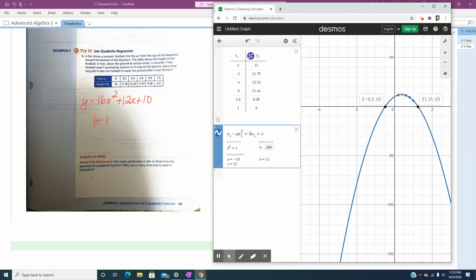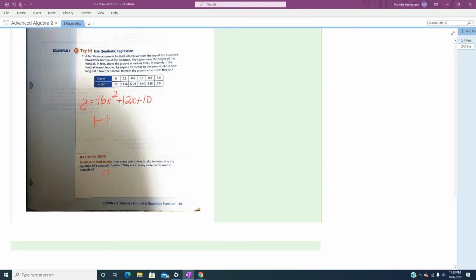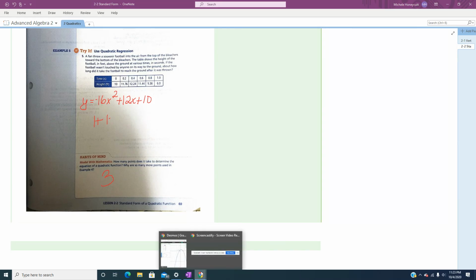All right. And then on our habits of mind, how many points does it take to determine the equation of a quadratic function? You're going to need at least 3 points. Why are there so many points used in example 4? The more points we have, the more information we'll have about being able to draw a quadratic function. But you do need at least 3 points. So anytime you have 3 points, then you can use the quadratic regression method.